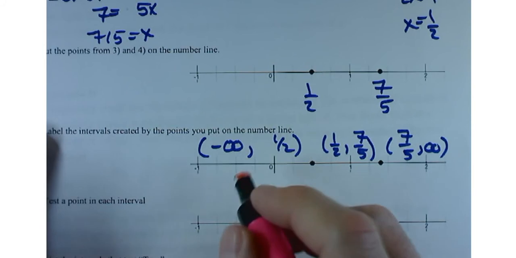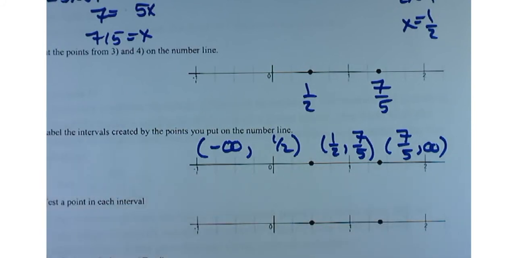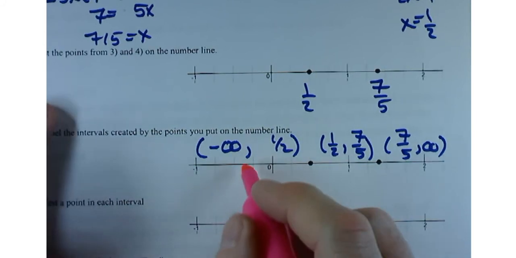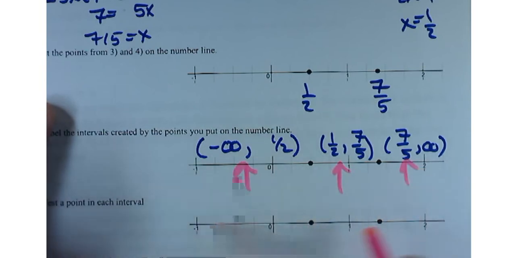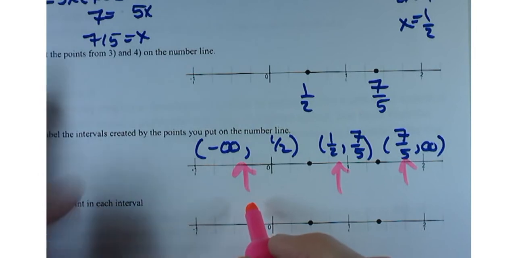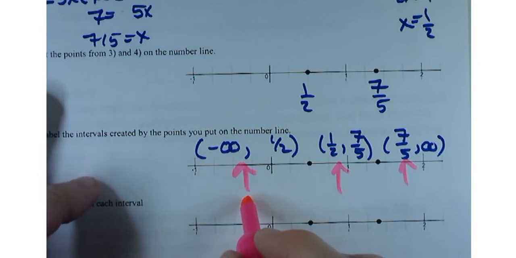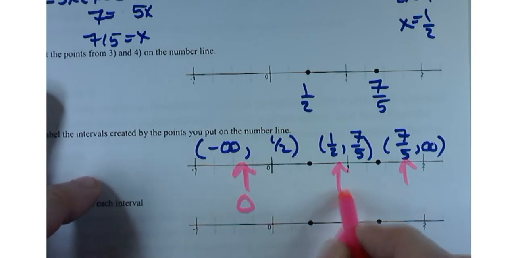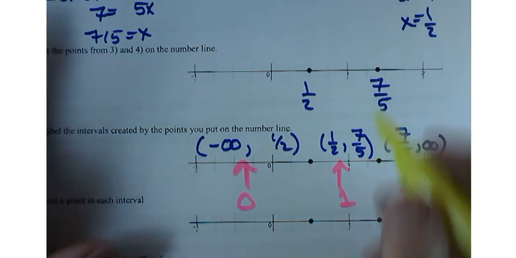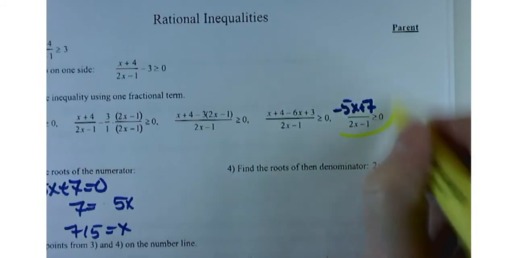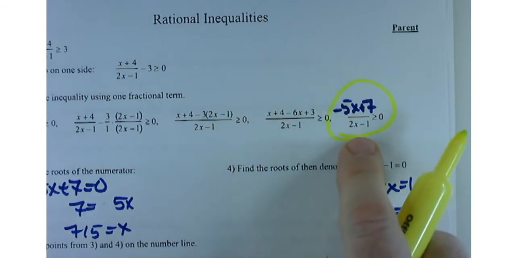Now I need some test points as well. So test points here, here, and here. Any suggestions? How about we keep it simple? 0, 1, and 2. All right. Now we have to test that in something, and the something that you're going to test that in is right up here. That one right there. That's where we're going to test things.